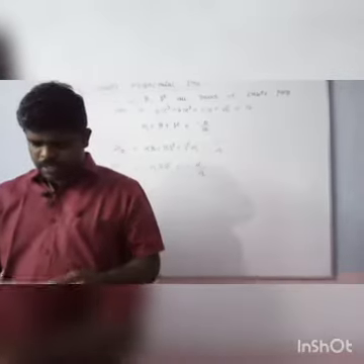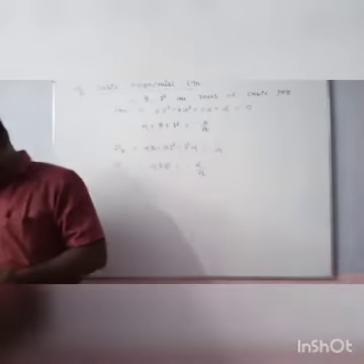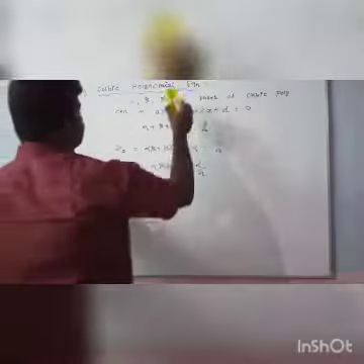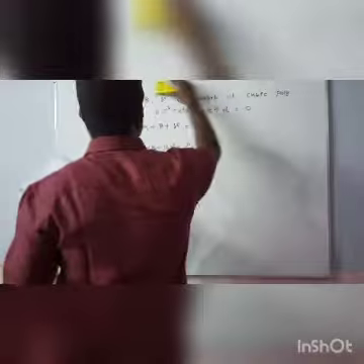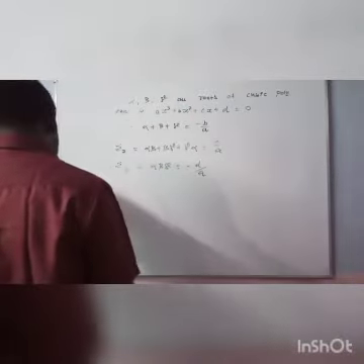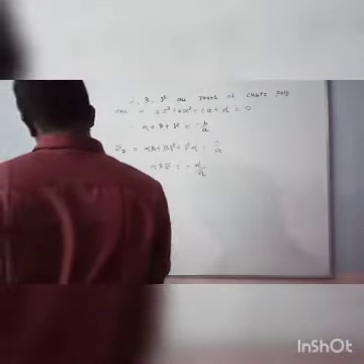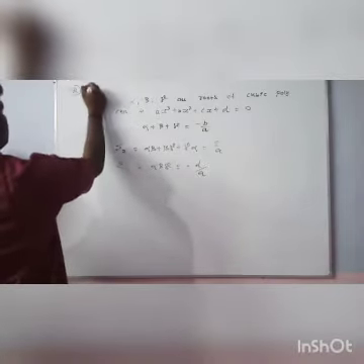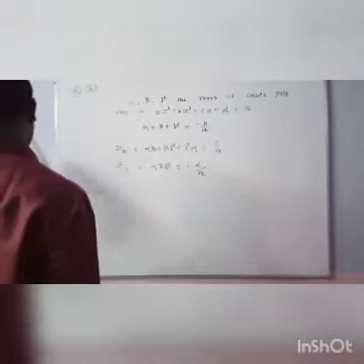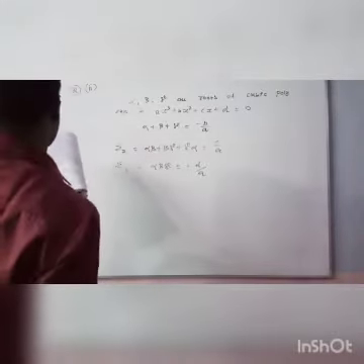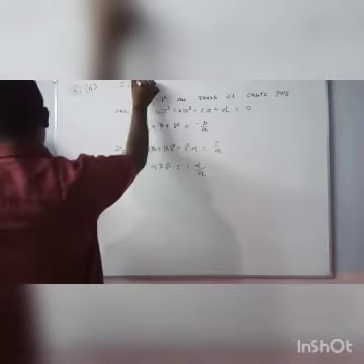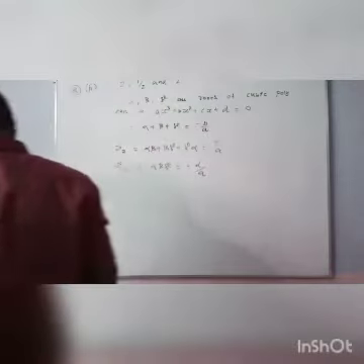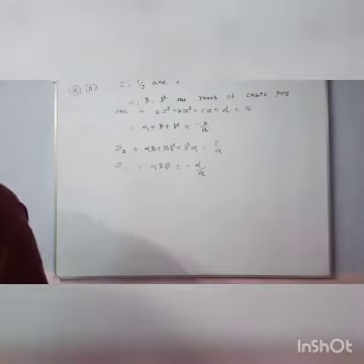Take your book, exercise 3.1, question number 2, Roman letter 2. Construct the cubic equation with the roots 2, 1 by 2 and 1. These are the three roots. Now we have to find the equation.